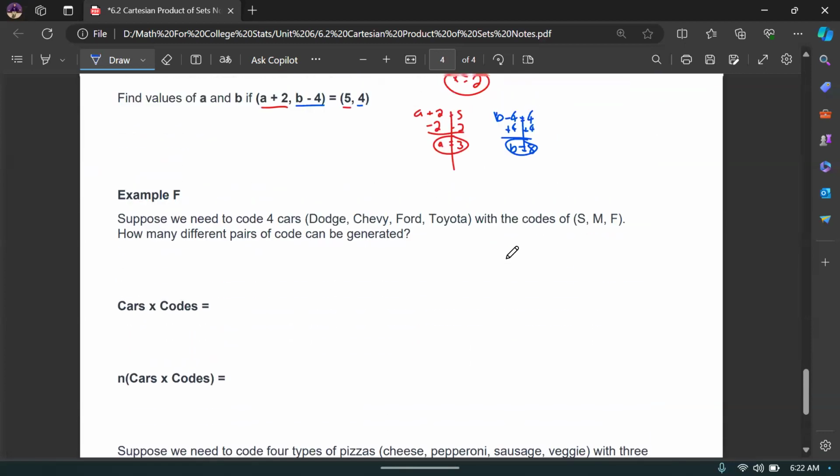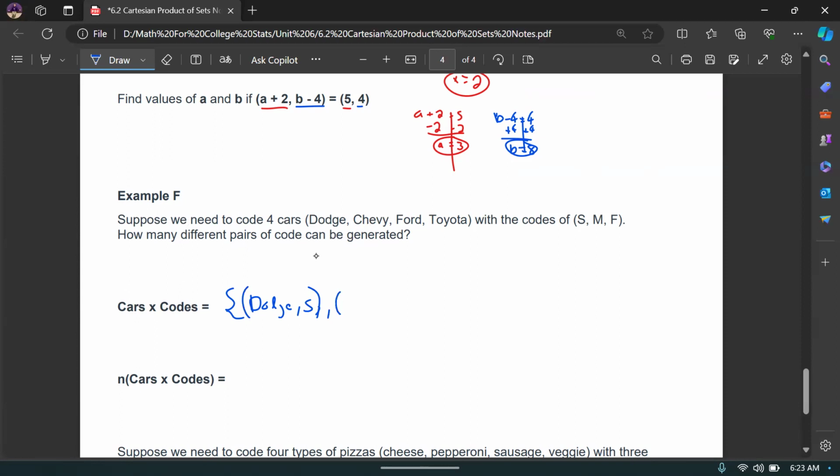All right, last couple examples. Suppose we need to code 4 cars, Dodge, Chevy, Ford, Toyota, with the codes S, M, F. How many different pairs of codes can be generated? So if we're doing cars times codes, then for example, we'll have Dodge S, we'll have Dodge M, and we'll have Dodge F, right?